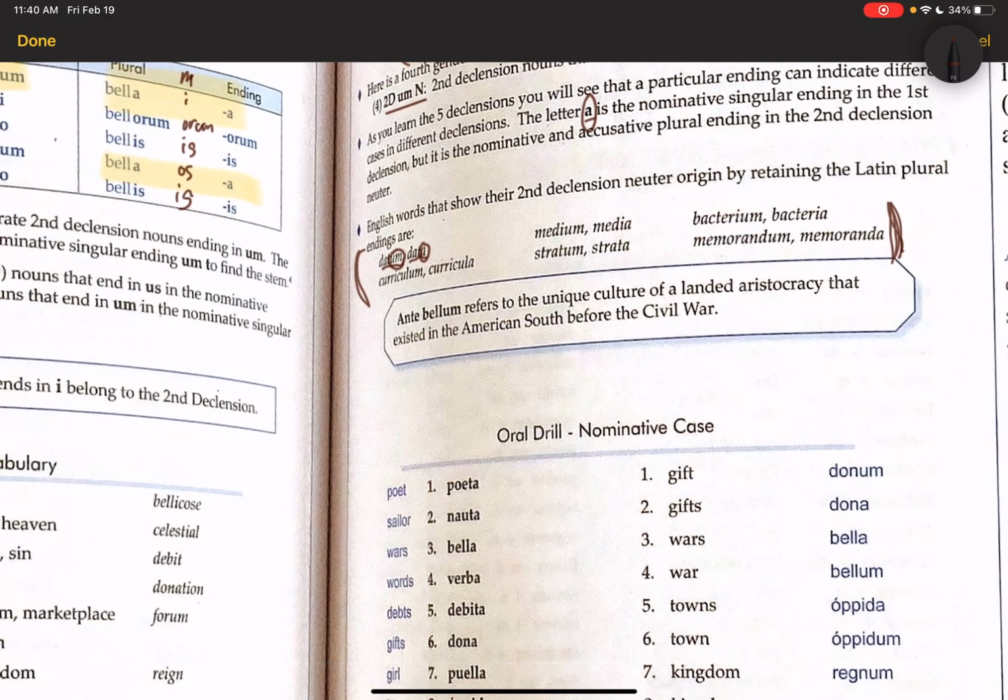Finally, antebellum refers to the unique culture of a landed aristocracy that extended in the American South before the Civil War. That's from ante and bellum. Ante means before, and bellum means war. So literally, antebellum means before the war.